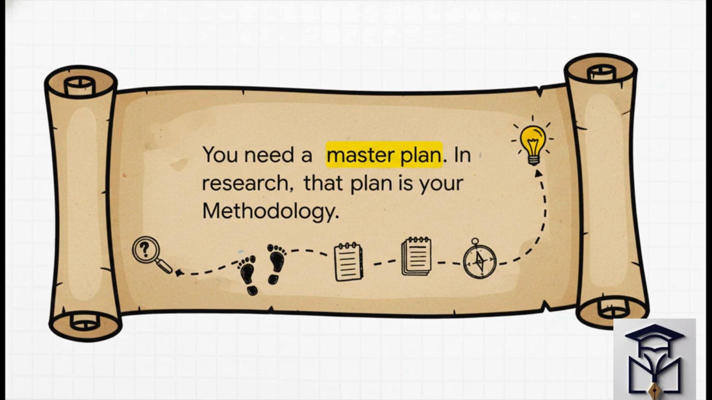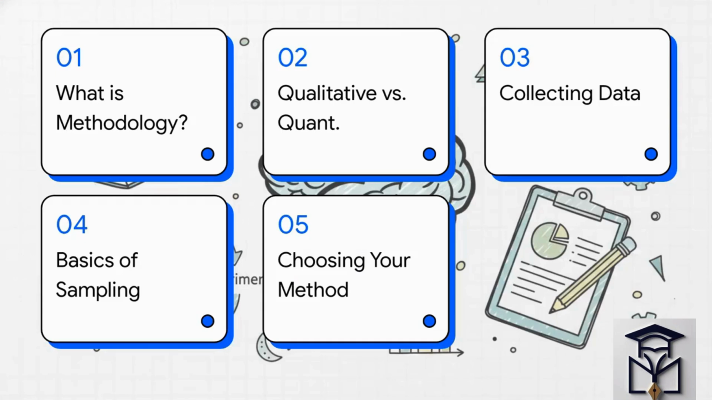It's your research methodology. It's the entire strategy you're going to use to gather and analyze your evidence, or what we call in the research world, your data. So here's our game plan for today. First, we're going to nail down what we're even talking about. Then, we'll explore the two big paths our investigation can take. We'll look at the different techniques for gathering clues, how to find our key witnesses, and finally, how to pull it all together to choose the perfect strategy for your own mystery.